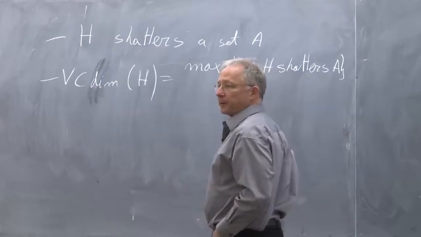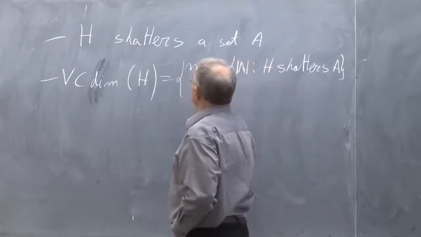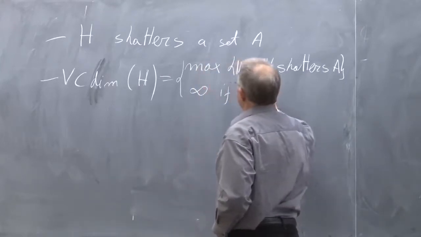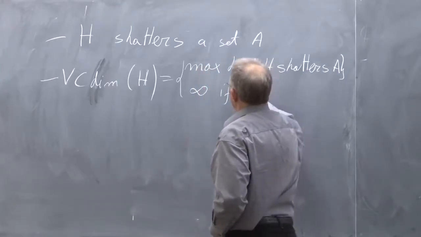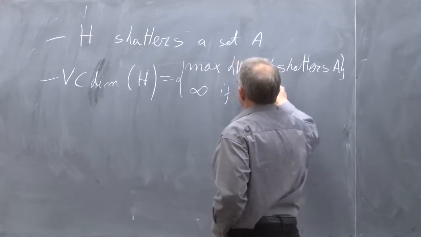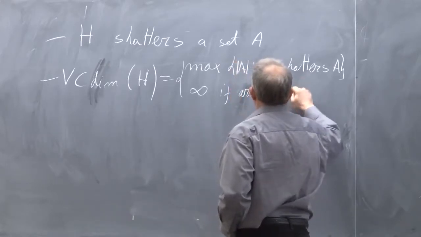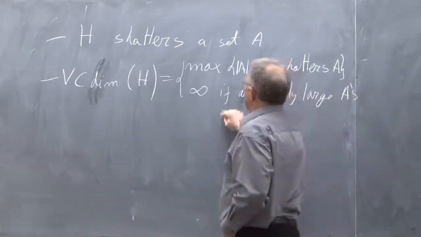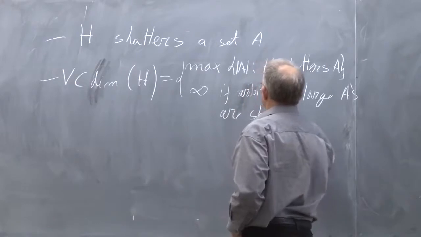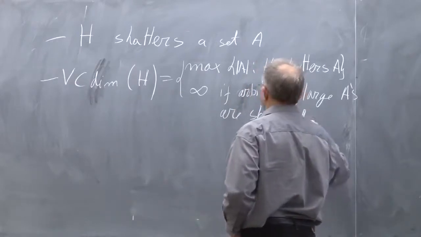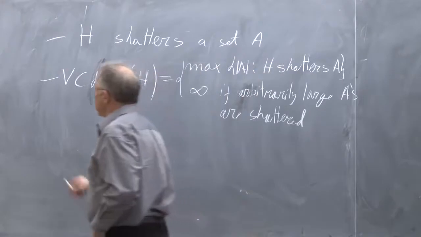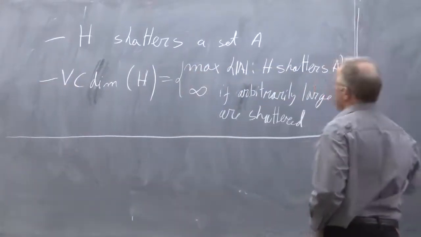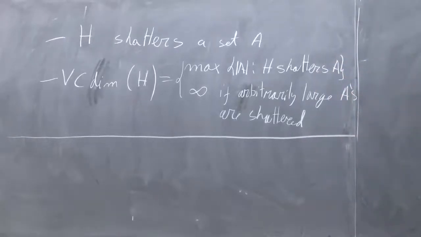If such a maximum exists, and if it does not exist, then it's infinity, if arbitrarily large A's are shattered. And we saw, and this is going to be a central definition, the definition of the VC dimension.